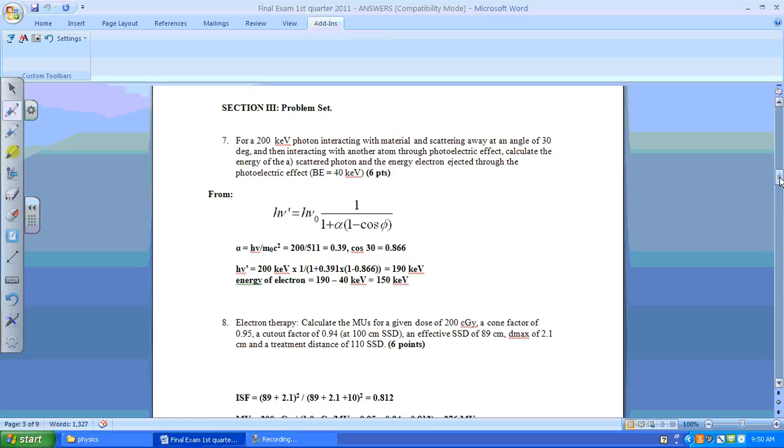Calculate the energy of the scattered photon and the energy of the electron ejected through the photoelectric effect, and I give you the binding energy because you need that for photoelectric effect. So we'll start with the Compton effect.